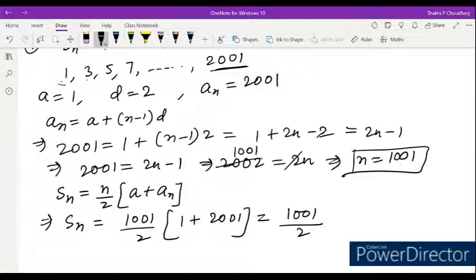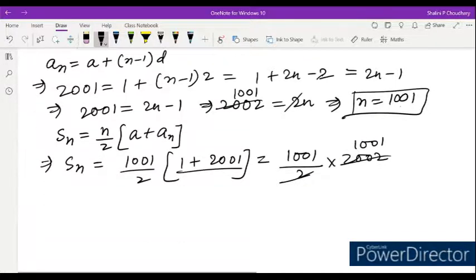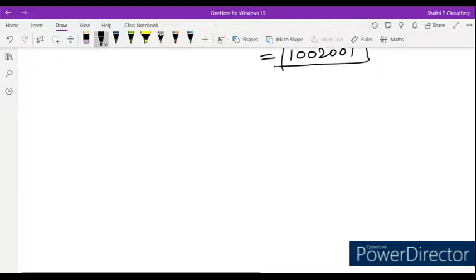So it will be 1001 upon 2 multiplied by 2002. We cancel, we'll get 1001. So 1001 squared will be 1002001. Okay? So this will be the sum of n terms. Now we'll move to question number 2.